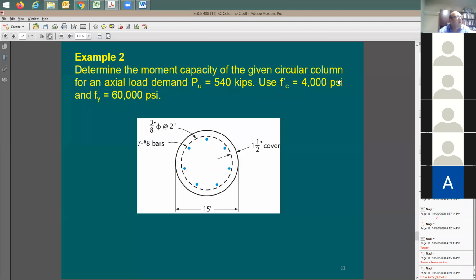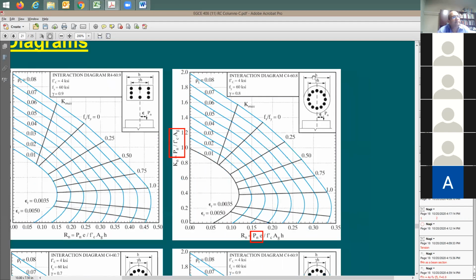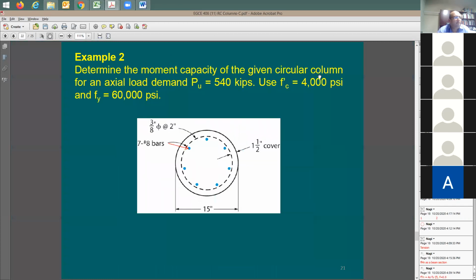So good. Reinforcing bars are going to be 7 number 8. These are going to be the vertical rebars, right? The tie is going to be 3/8 of an inch at 2 inches. The cover is going to be that much. Why do I need the tie and the rebar size? Because there is this gamma h. Gamma h is the diameter from the center of the rebar, right? So what you need to do is to find out this gamma h. And then you have h, and with that you should be able to find gamma, which is equal to this diameter divided by the outside diameter or the big h. So in order to get gamma h, we just say 15 minus 2 times 1.